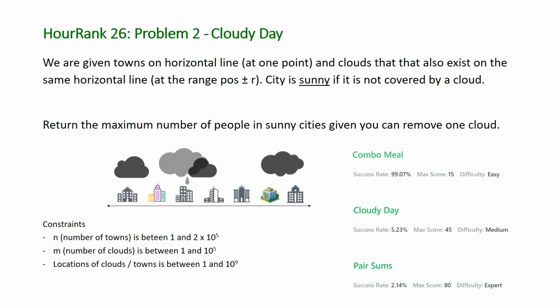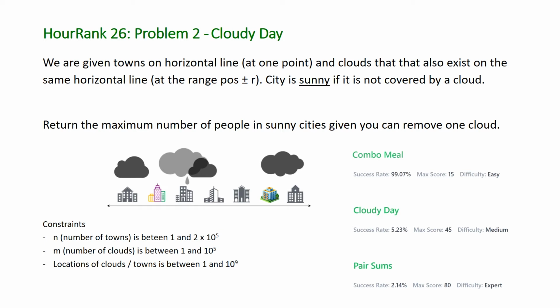Moving on to problem 2, Cloudy Day, from HourRank 26, a contest put on by HackerRank. The problem states we are given towns on a horizontal line, and those towns exist at one point, and clouds that also exist on the same horizontal line, and they exist over a range of points. A city is sunny if it is not covered by a cloud, and the problem asks us to return the maximum number of people in sunny cities given that you can remove one cloud.